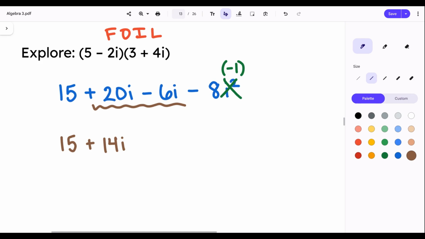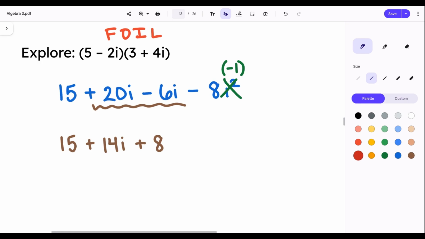And then when I take this negative 8 times a negative 1, that's just going to switch its sign. And so it's going to become plus 8. And so anytime you see an i squared, you can replace it with a negative 1. And then that's just going to change the sign of the number that's sitting in front.